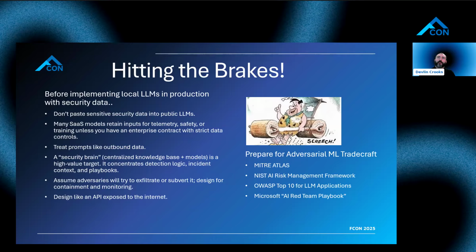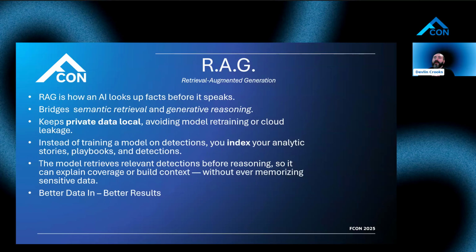Now we can do the fun part: building a RAG. A RAG is retrieval augmented generation. It's how an AI looks up facts before it speaks. It turns clusters of math into clusters of meaning. When you ask something, it finds the closest cluster and speaks to it.